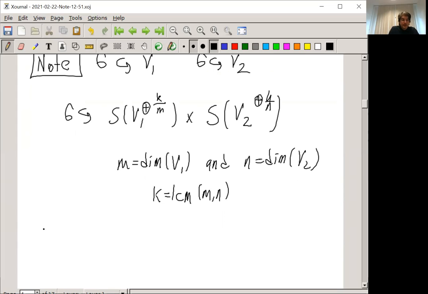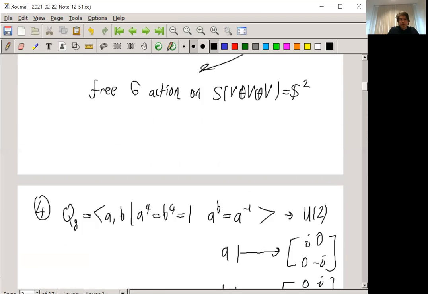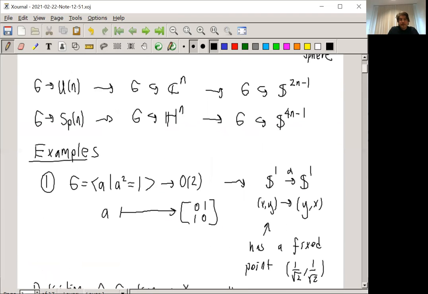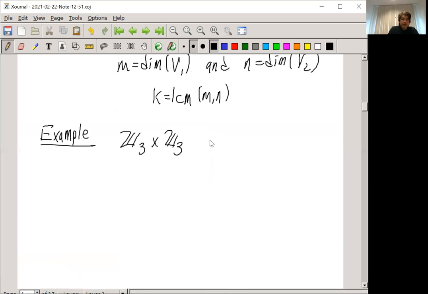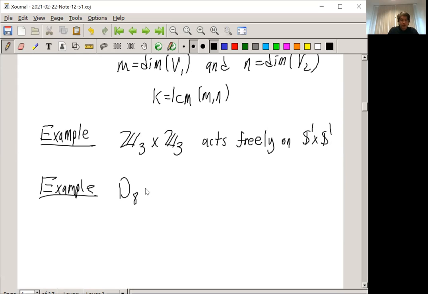Okay, now some examples of these. With the actions that we discussed previously, for example the Z3 action on S1 that we discussed in this example, we could form a free action on S1 cross S1. And another example is that the dihedral group can act freely on two equidimensional spheres.